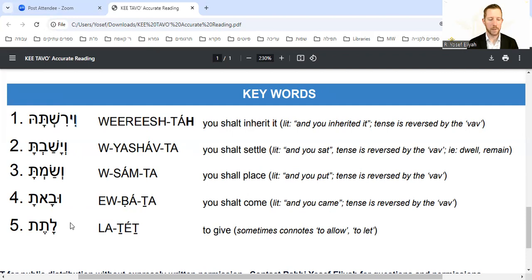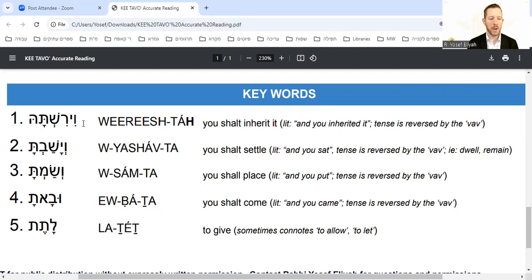And finally, number 5, latet means to give. In modern Hebrew, this would be latet, to give. Sometimes it connotes to allow or let something, and sometimes it has even other meanings. But the most basic meaning is to give, latet. So let's read these 5 one more time. Repeat after me.